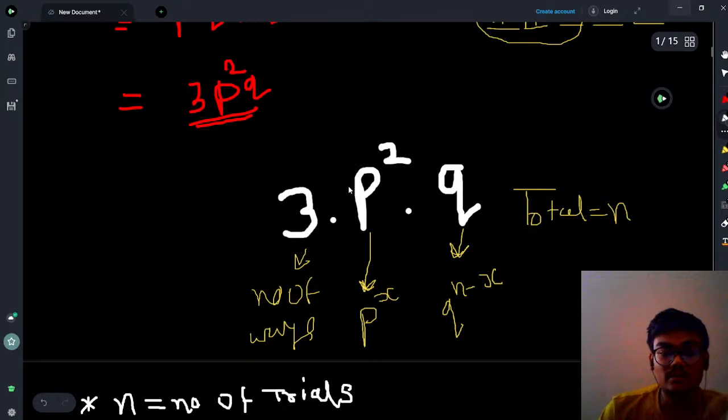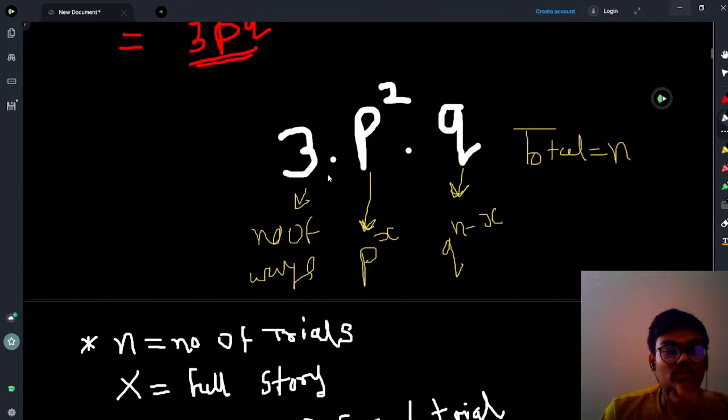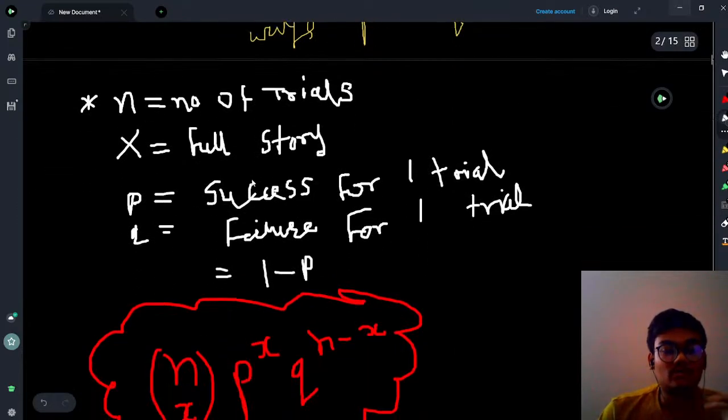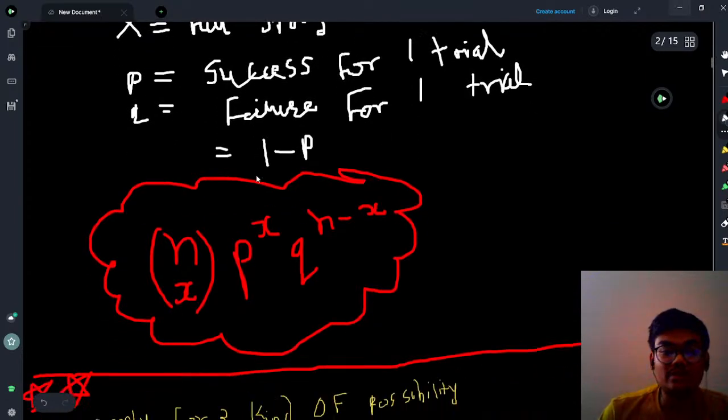So for one case you will get p squared into q, but how many different cases will you get? For this 3, which is the number of arrangements, how are we getting the 3 here? The different possibilities are 3 factorial divided by 2 factorial, which is equal to 3, the same as 3C2, or in general nCx. So this is the formula, where n is the number of trials, x is what we want to find, p is the success probability for one trial, and q is the failure probability for one trial.